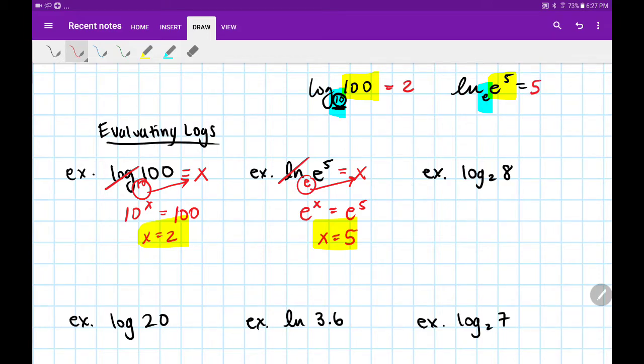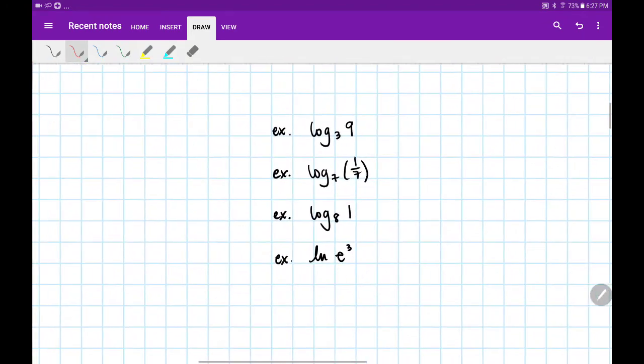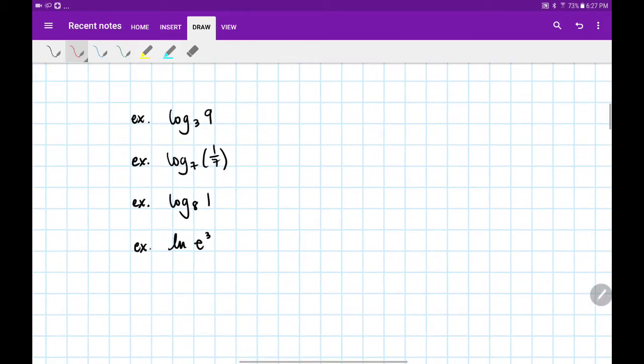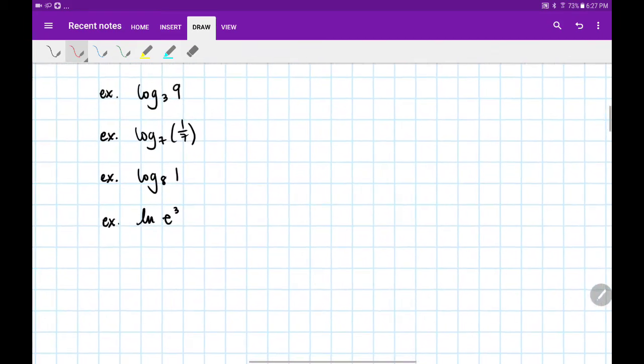Let's see if we can do this third example without showing the work. Let's start at the base. Our base here is 2. The question is, 2 to which exponent gives us 8? If you said the answer was 3, then you're correct. We can simply say log base 2 of 8 is 3. If you're feeling comfortable, see if you can do these side problems in under 5 seconds each. Have a go.